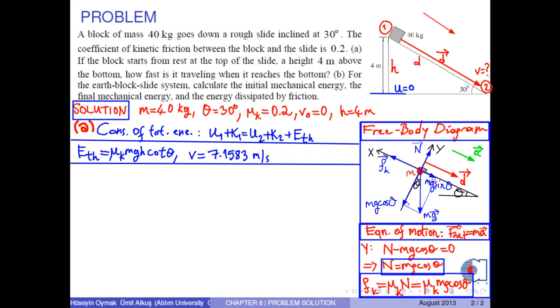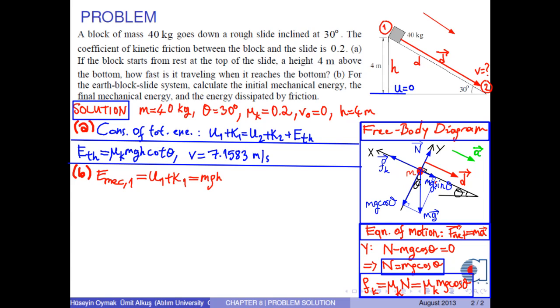Part B. For the Earth block slide system, calculate the initial mechanical energy, the final mechanical energy, and the energy dissipated by friction. The initial mechanical energy, denoted by E sub mech 1, is the sum of the initial potential and kinetic energies of the block. The initial potential energy is m times g times h, and the initial kinetic energy is 0. Therefore, the initial mechanical energy becomes m times g times h.